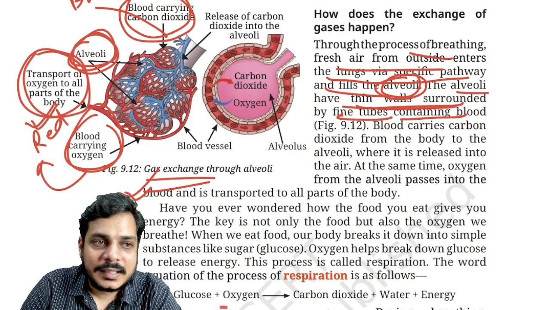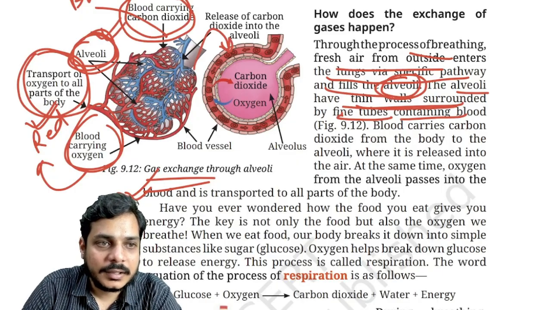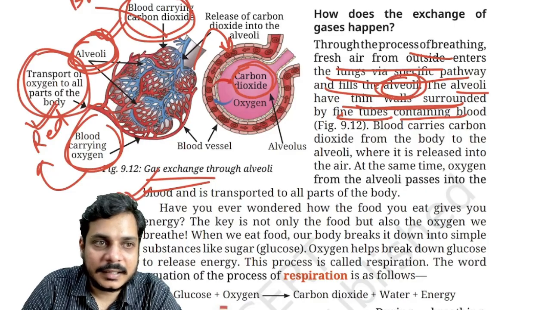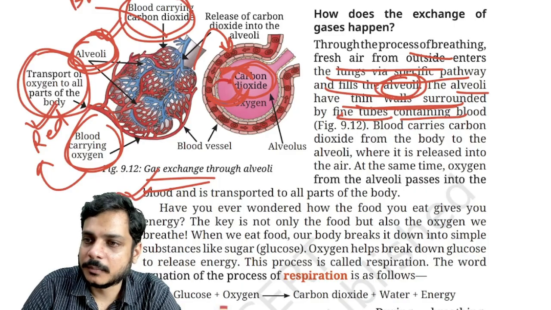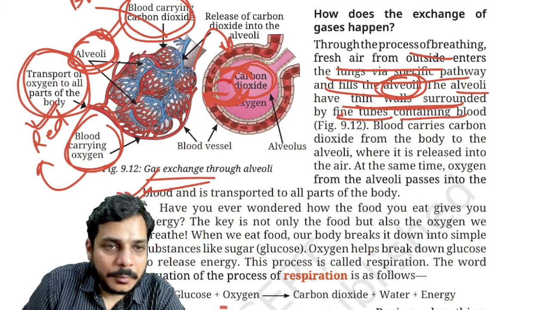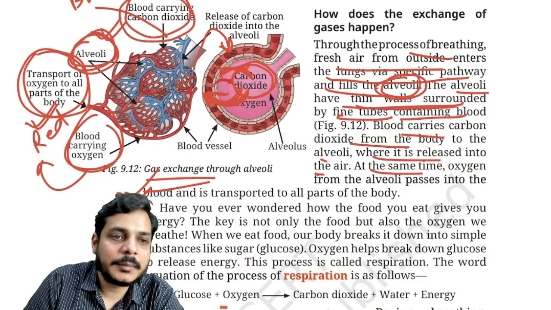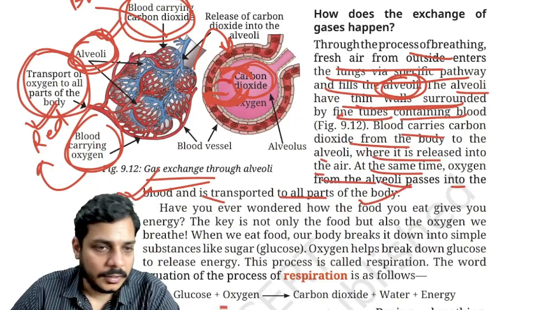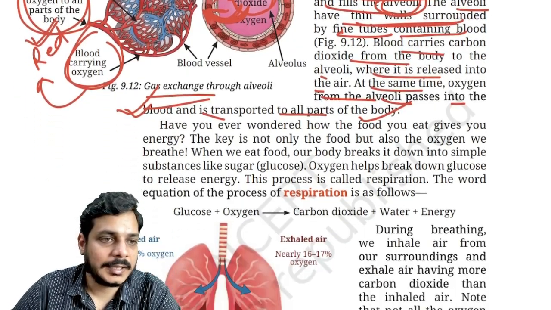Okay, what happens inside all of these alveoli? It is shown by this diagram. You'll see that there is continuous carbon dioxide from the blood that is getting inside, and then there is oxygen that is going into the bloodstream. So blood carries carbon dioxide from the body to the alveoli where it is released into the air. At the same time, oxygen from alveoli passes into the blood and is transported to all parts of the body. So this is how the gaseous exchange takes place.